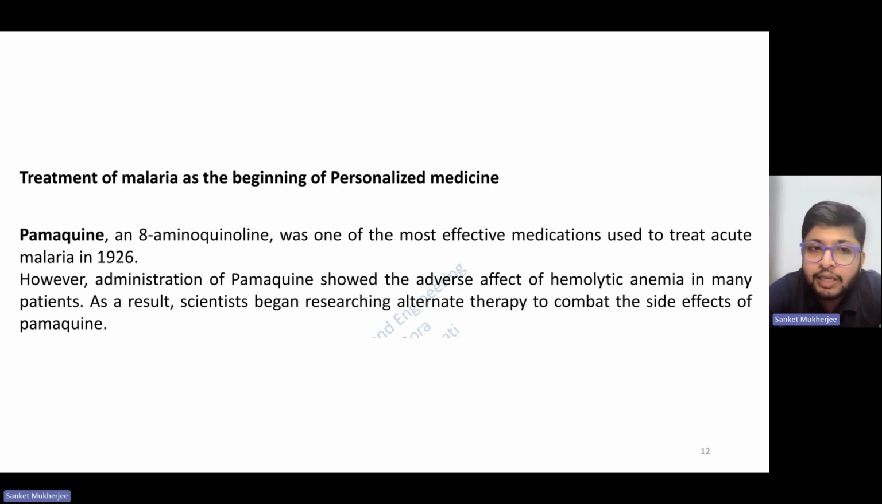Pamaquine, an 8-aminoquinoline, was one of the most effective medications used to treat acute malaria in 1926. However, administration of Pamaquine showed the adverse effect of hemolytic anemia in many patients. As a result, scientists began researching alternate therapy to combat the side effects of Pamaquine.